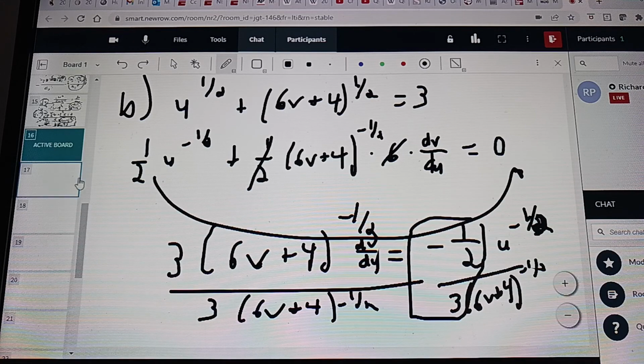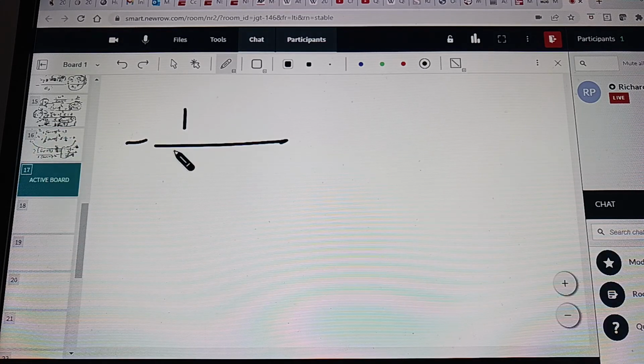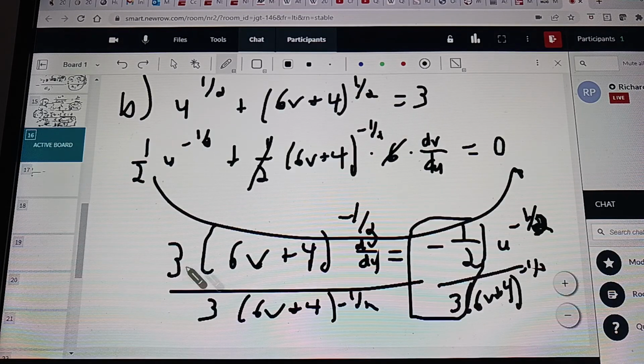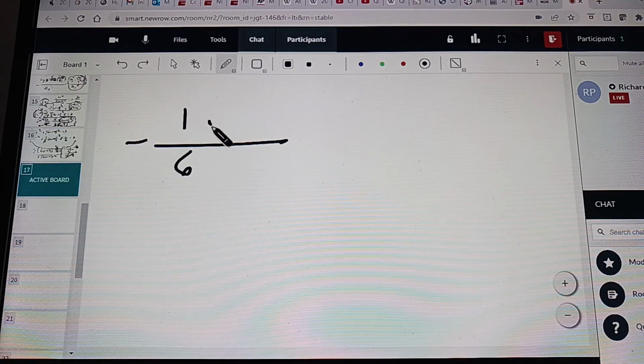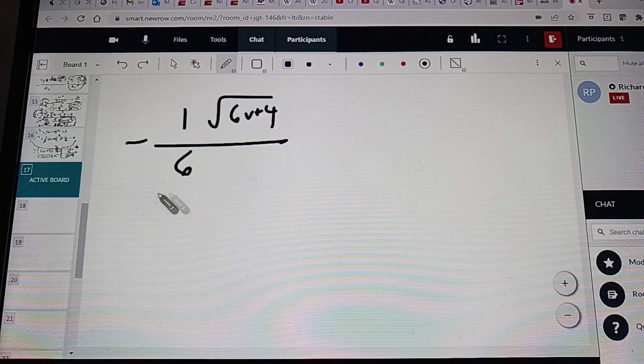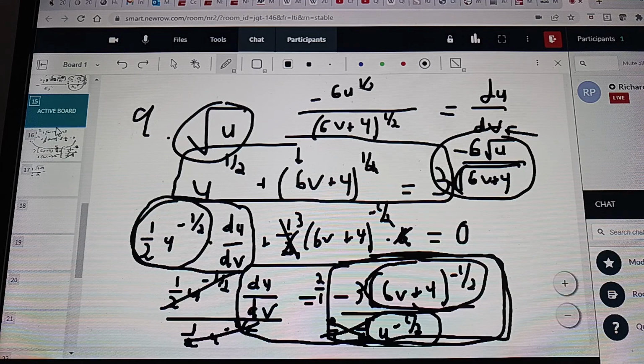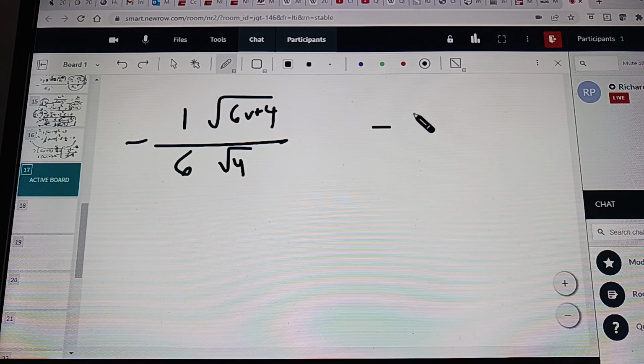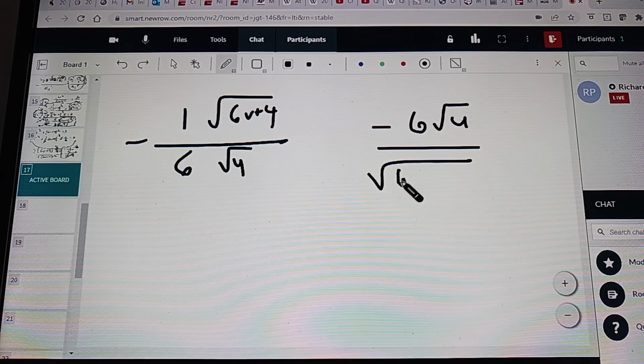Where can I write this? Negative 1/6. And then this part would go up to the top and be a radical, square root of 6v plus 4. And then the u would go to the bottom as a radical. This is the cleaned up version of part B that I didn't have to do. And where was the one for A? Right there. Negative 6 square root of u over this square root.